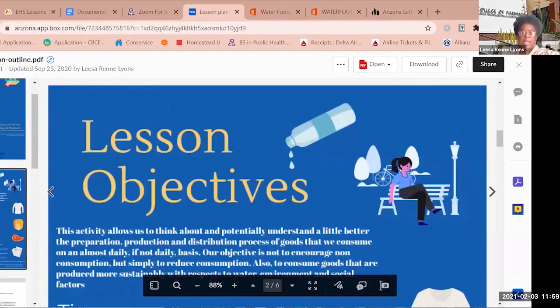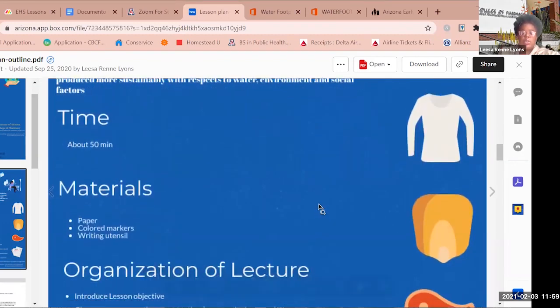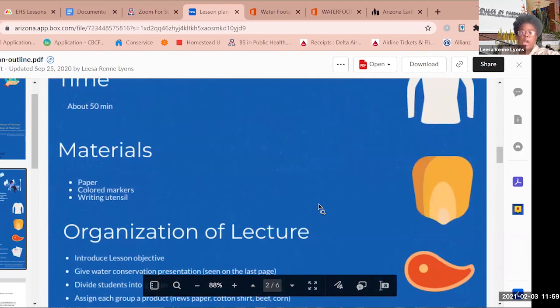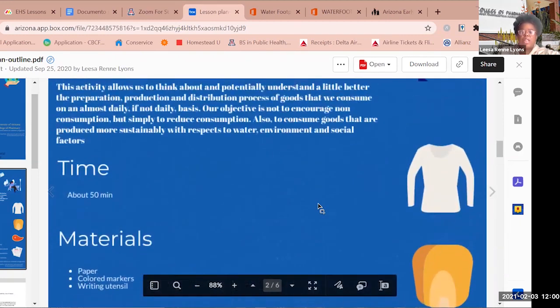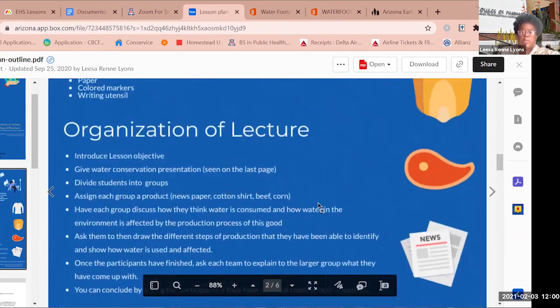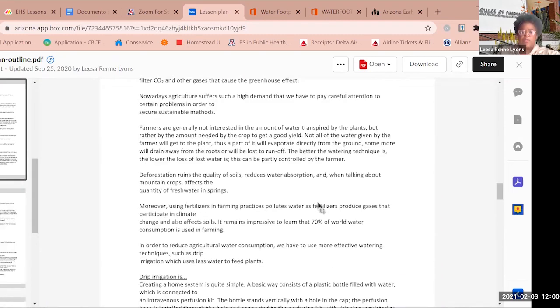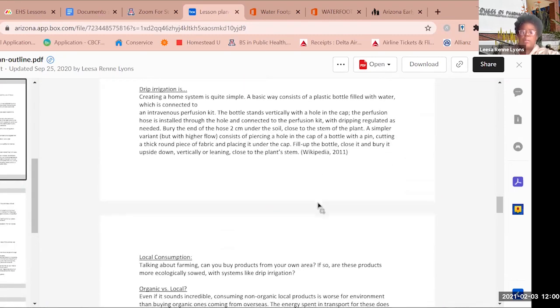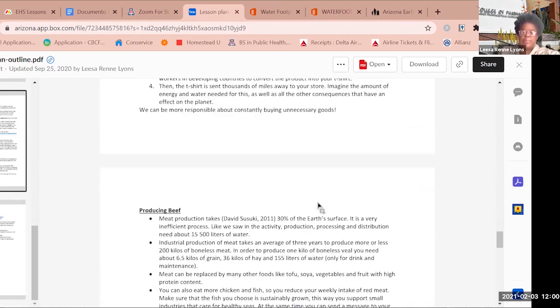First up, the lesson plan. This lesson plan details all of the materials that are going to be used during the activity: paper, colored markers, writing utensils, and the time that we've allotted for this activity to be completed, as well as objectives. At the end of the lesson plan is a little bit of background information that might be useful for students to know when completing their activity.